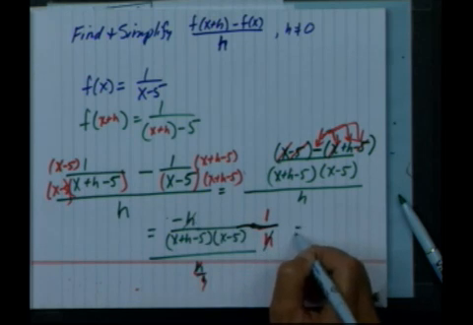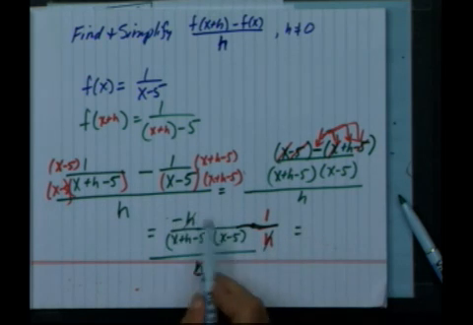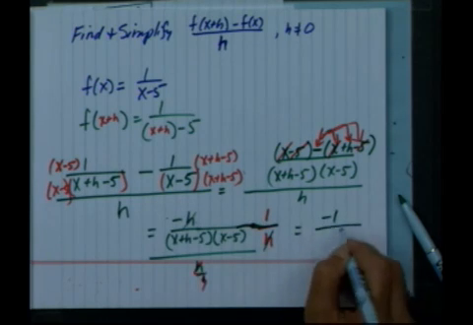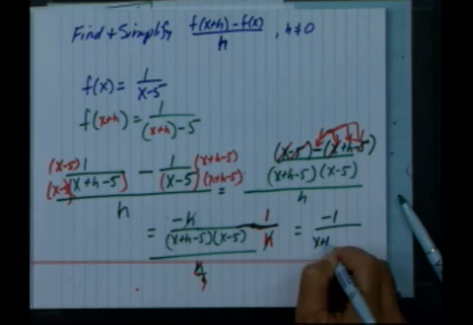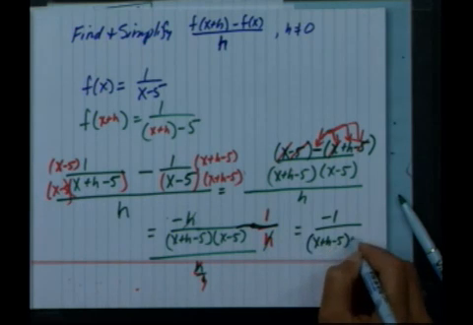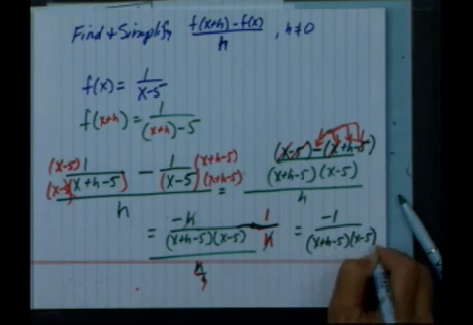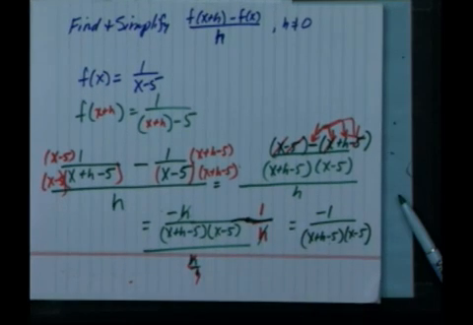So what am I left with now in the numerator? -1. -1 over x plus h minus 5 times x minus 5. And we have to work it out. Oh, you don't need to multiply that out. Were you working so hard to multiply that out? You don't have to multiply that out. Factor form is always a great thing to have.